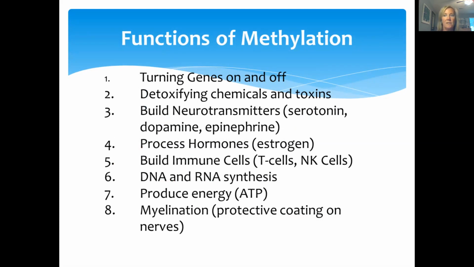And this is the pathway that is integral in this process. It also processes hormones, making sure they don't build up in our body and make us more susceptible to cancer. Crucial in building immune cells, and you'll see why people with methylation defects that aren't treated have poor immune systems, making them susceptible to diseases and cancer. DNA and RNA synthesis, the basics of how our bodies are built and how they continue to stay and run. You have to make new cells. It's crucial in producing energy, ATP in the mitochondria. And then myelination is important because that keeps our nervous system healthy. It's a protective covering on our nerves. And without myelination, they don't work very well.